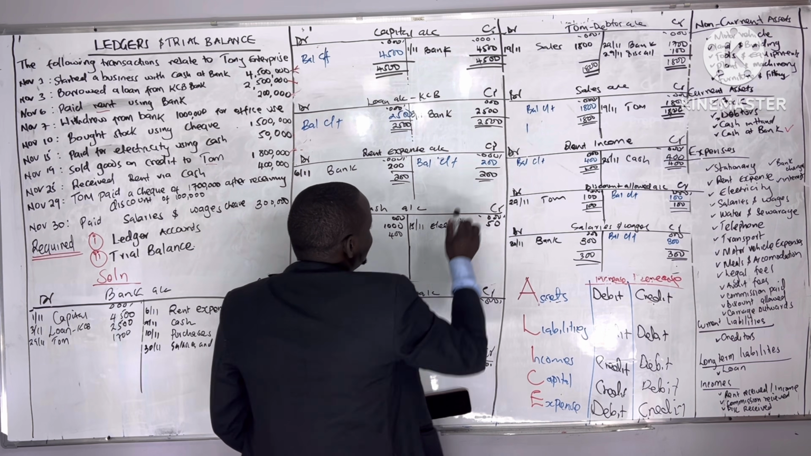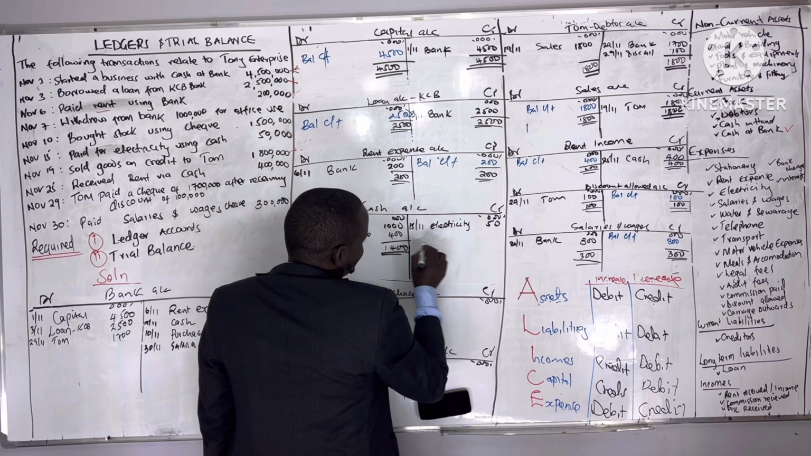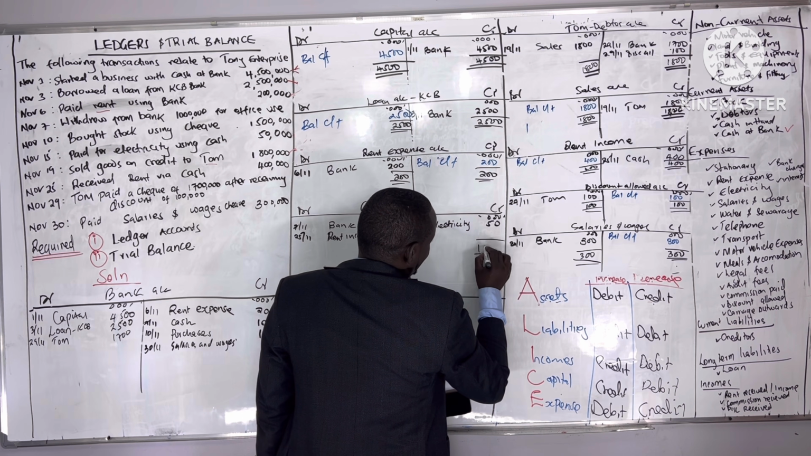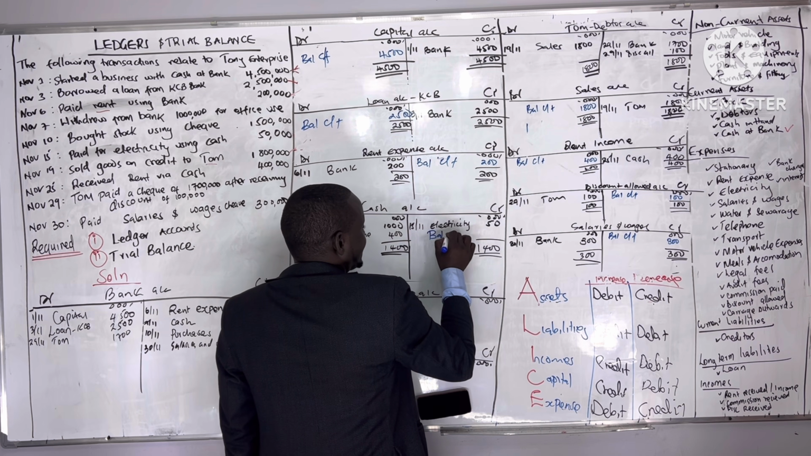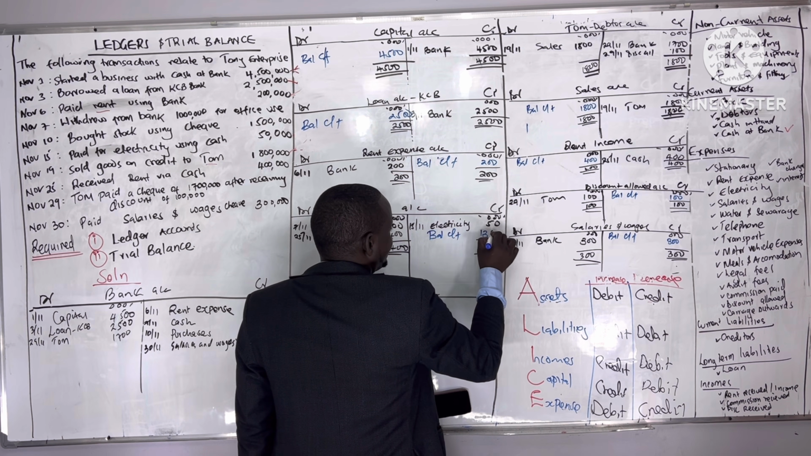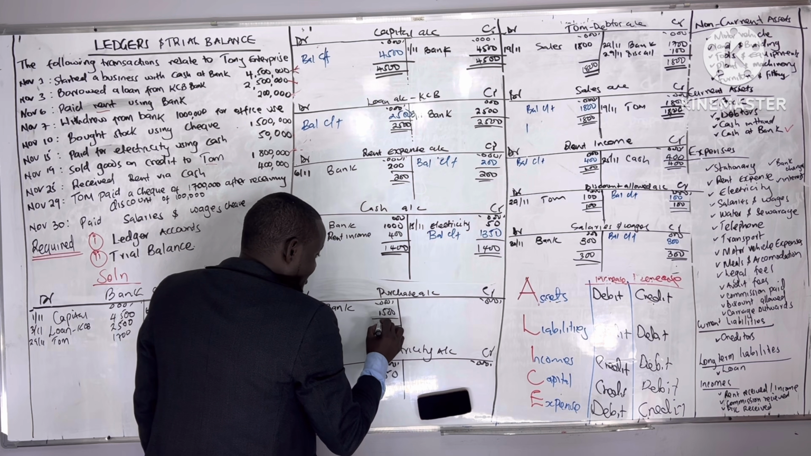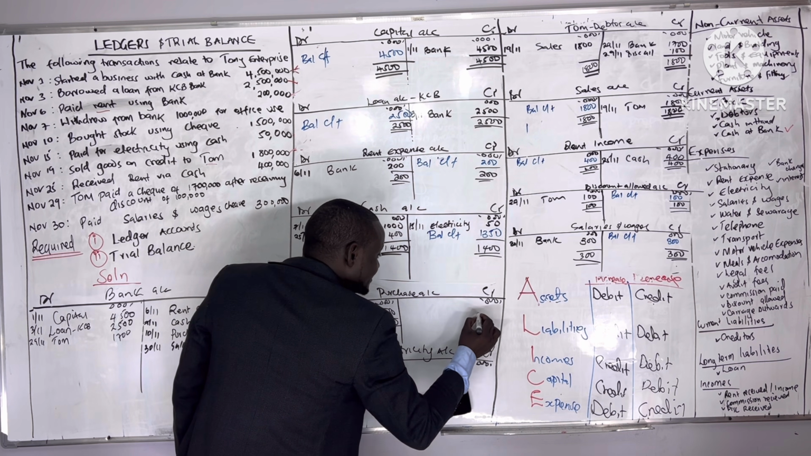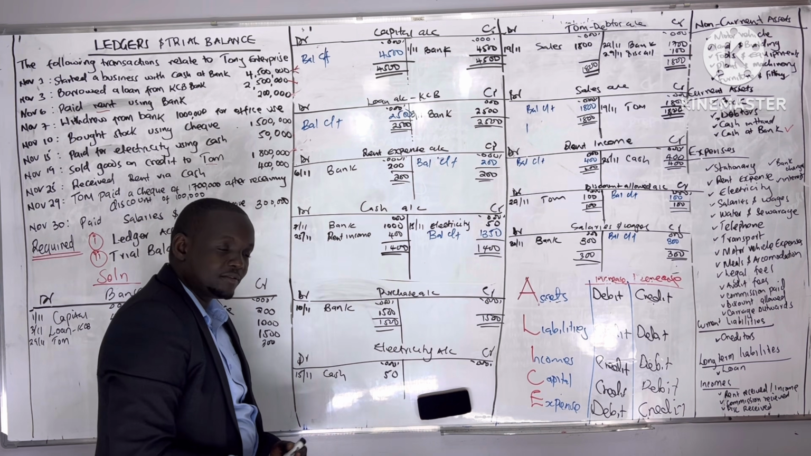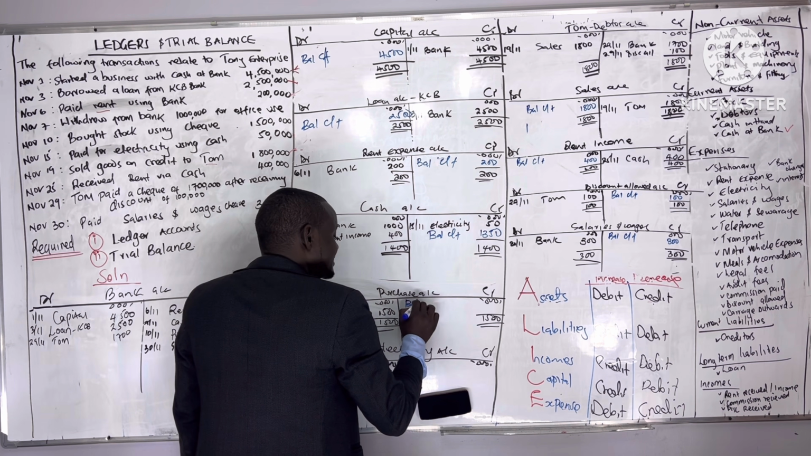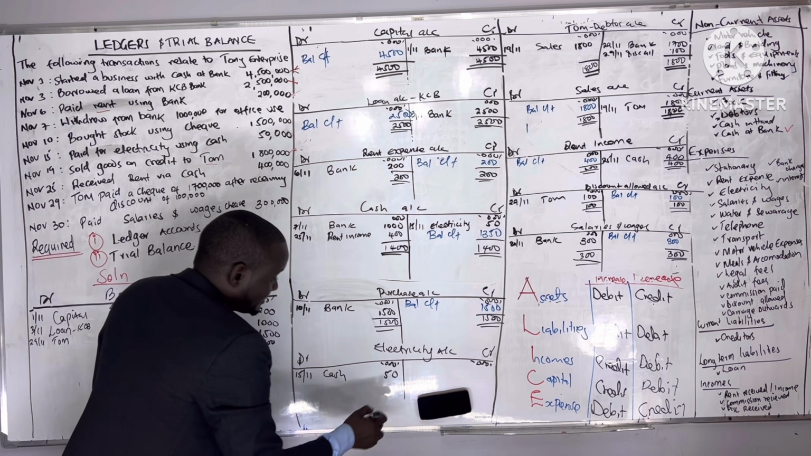Again, 200. Here we have 1,400. I want this side to have 1,400. Therefore, balance carried forward is 1,350. This side, again, I do the same. 1,500. This side, 1,500. Therefore, balance carried forward, which is the difference, is 1,500.